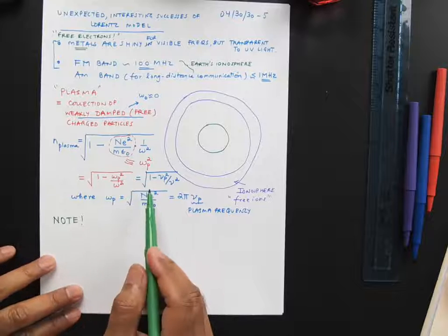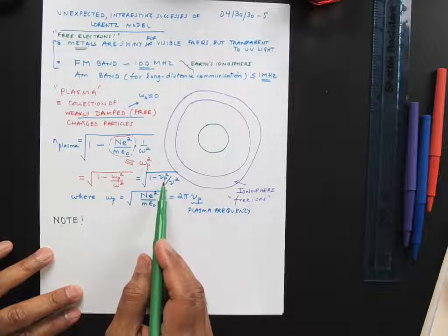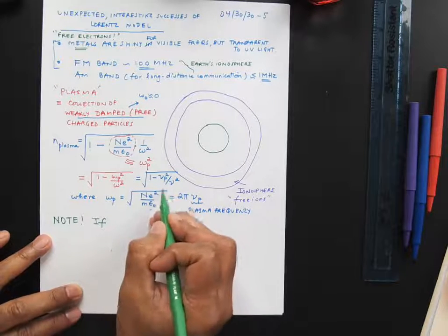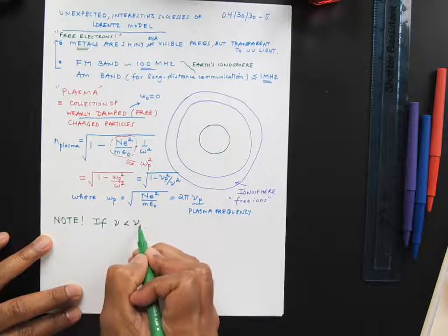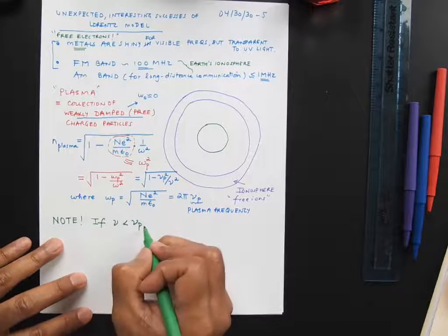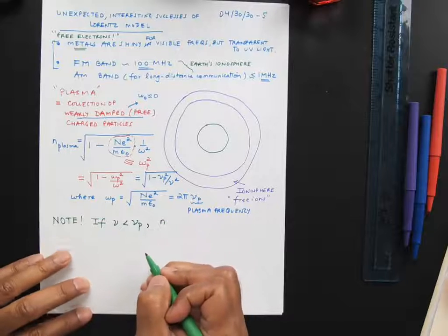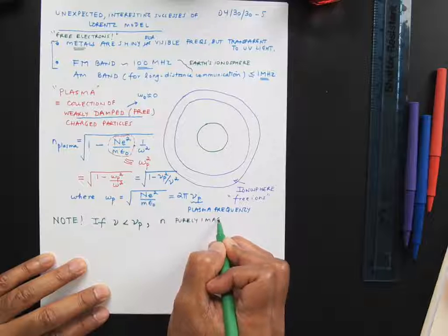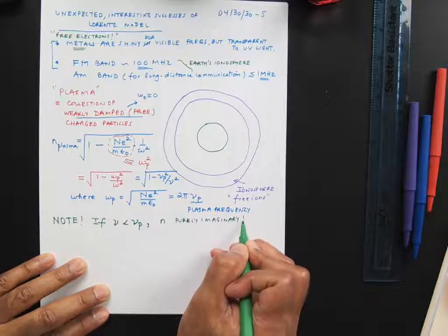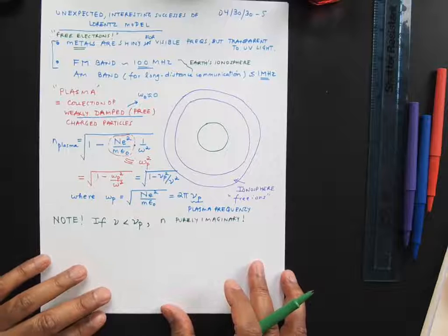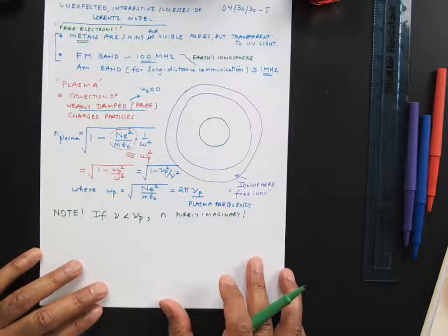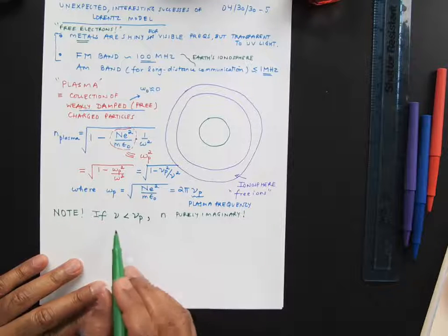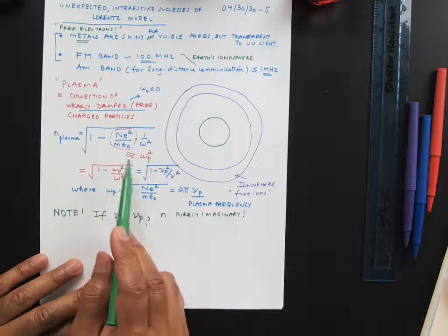So the 3 ayes have it, and I promise you, this you will like, because please note that if your incident frequency happens to be less than the plasma frequency, what happens to the refractive index? The refractive index is purely imaginary. Purely imaginary. What that means is that, remember, if it's imaginary, it all gets absorbed. It's all absorption. So this is interesting. The refractive index becomes purely imaginary.